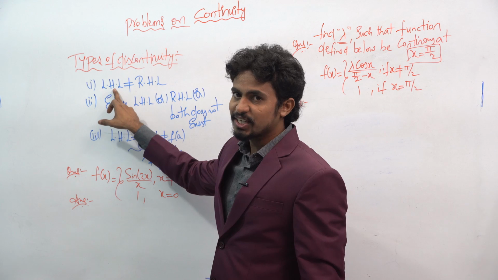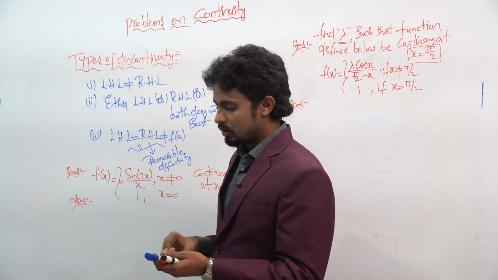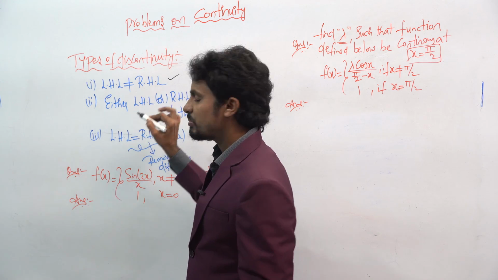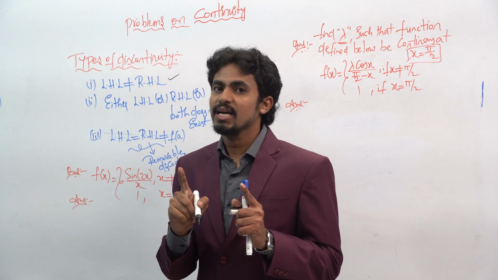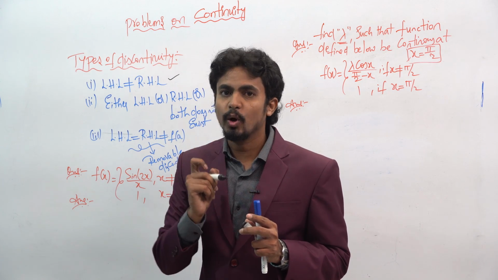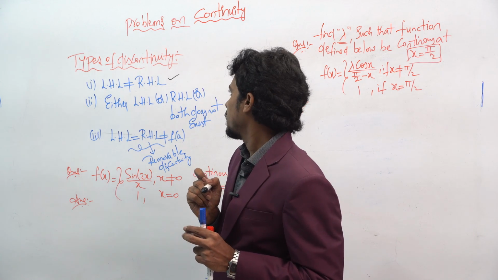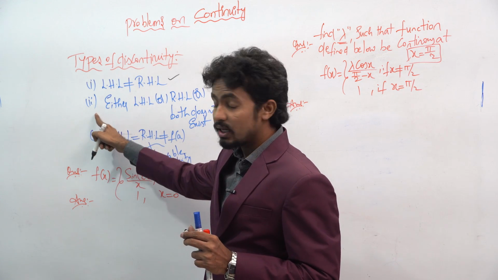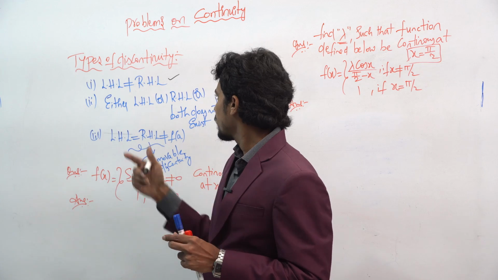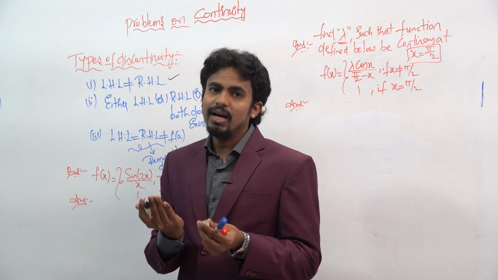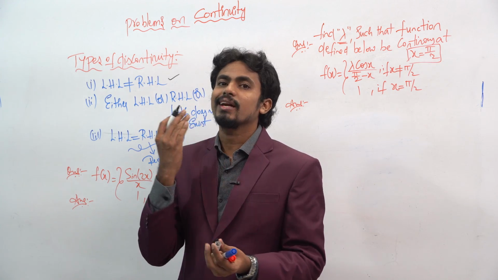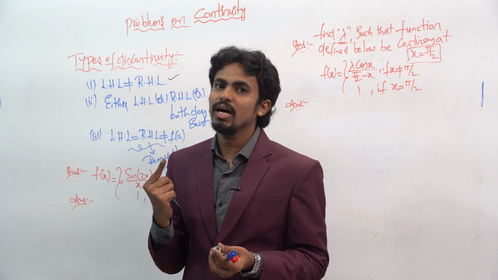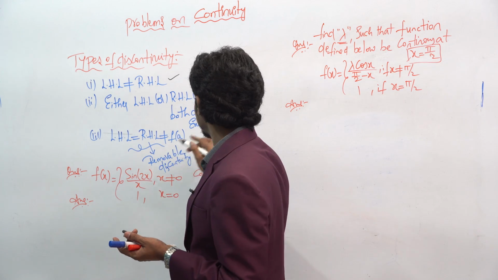The first discontinuity, as you already know, is when the left hand limit is not equal to the right hand limit; then continuity will not exist at that point. This is the type 1 discontinuity. And this is the type 2 discontinuity: either the left hand limit does not exist, or the right hand limit does not exist, or both do not exist.